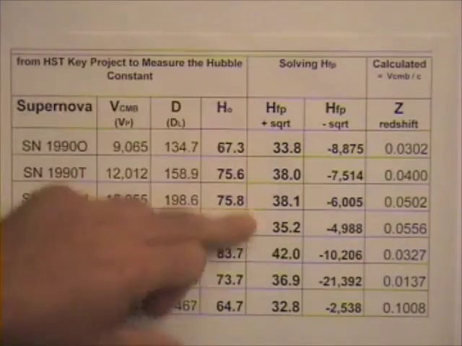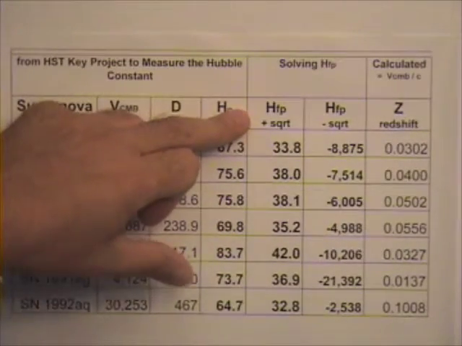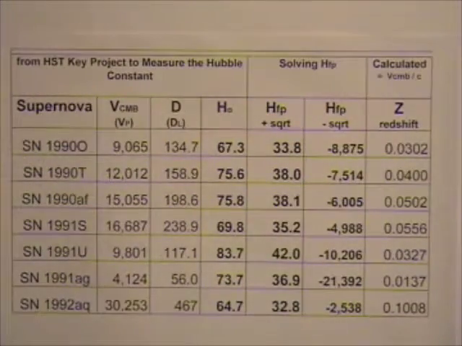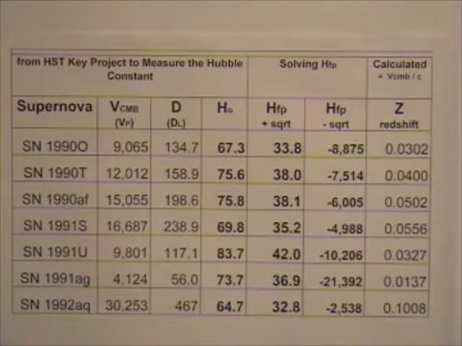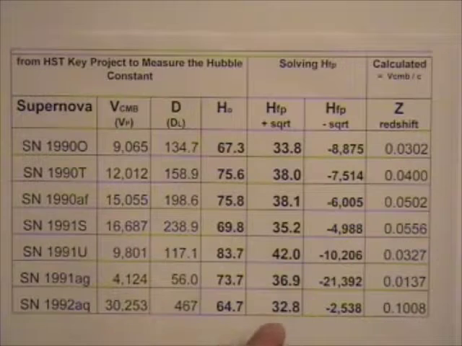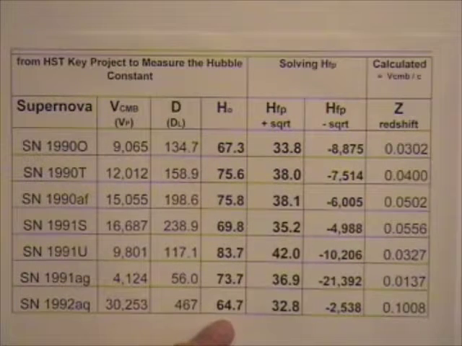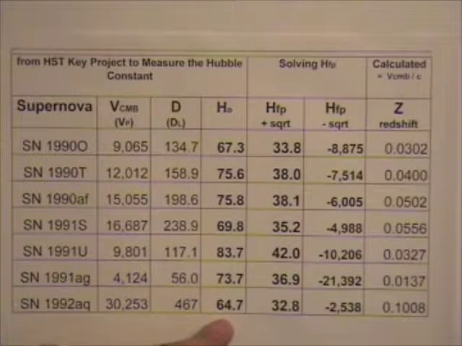This is the solution for the positive square root, and here are the solutions for the negative square root. And you can see that the calculated Hubble values using the first principles approach are just about 1/2 of the calculated Hubble values using only the cosmological redshift approach.